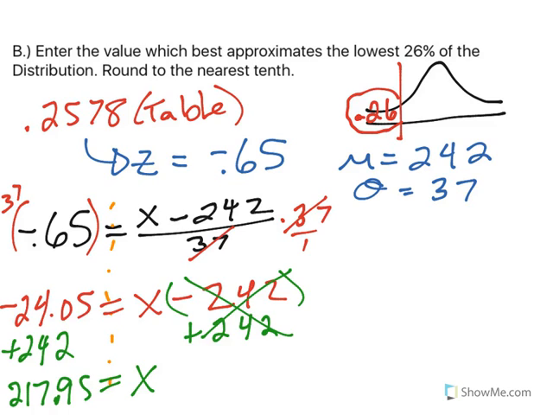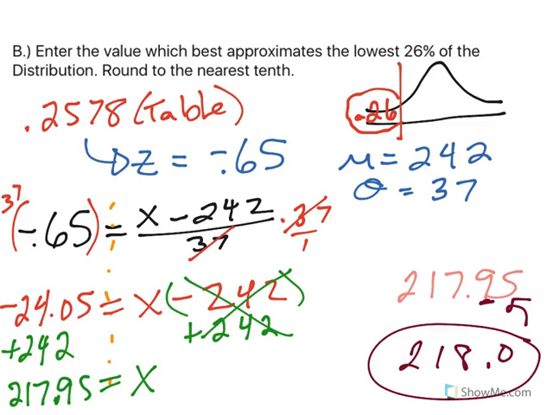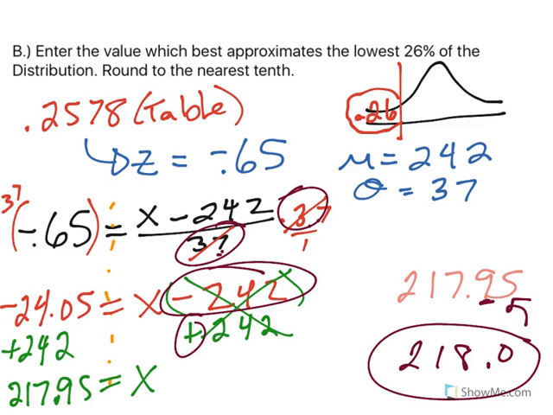And on the left, when I add these together, I get 217.95. Now, our directions do say round to the nearest tenth. So if I take 217.95 and round to the nearest tenth, the 5 rounds up, so I end up with 218.0. So it's all about solving the equation and doing the opposite of what you see, right? We had division here, so we multiplied. Dividing and multiplication are opposites. And then down here we had a minus 242, so we added, because subtracting and adding are opposites.